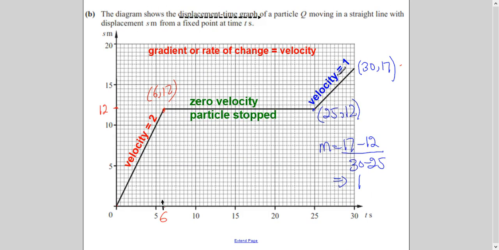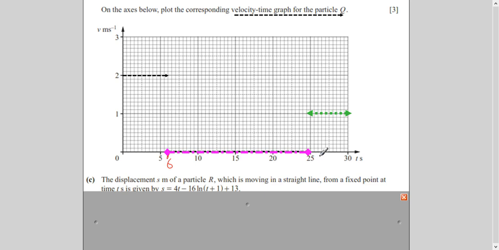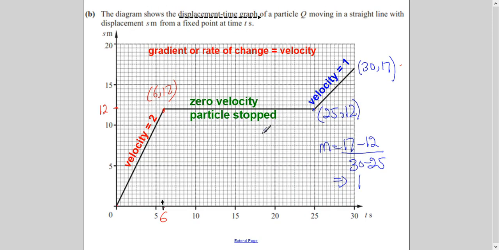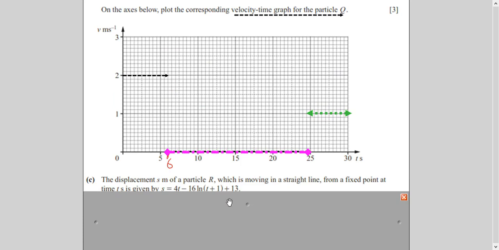And this is velocity equals 1 for 5 seconds. So I have drawn a horizontal line, constant velocity, right? Because that was a displacement time graph. So this is how you will sketch it.